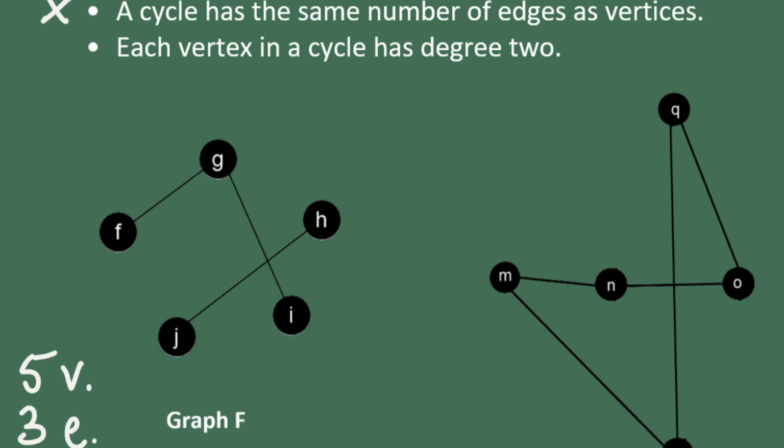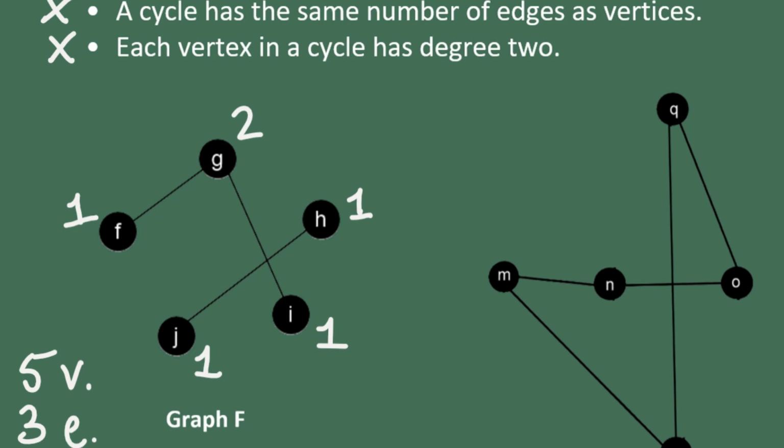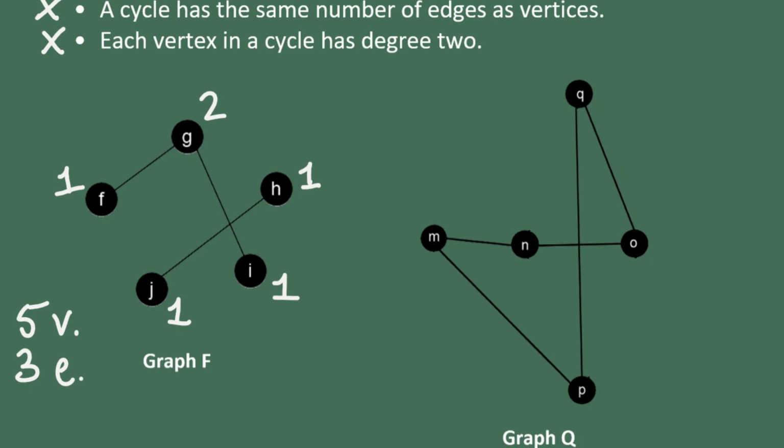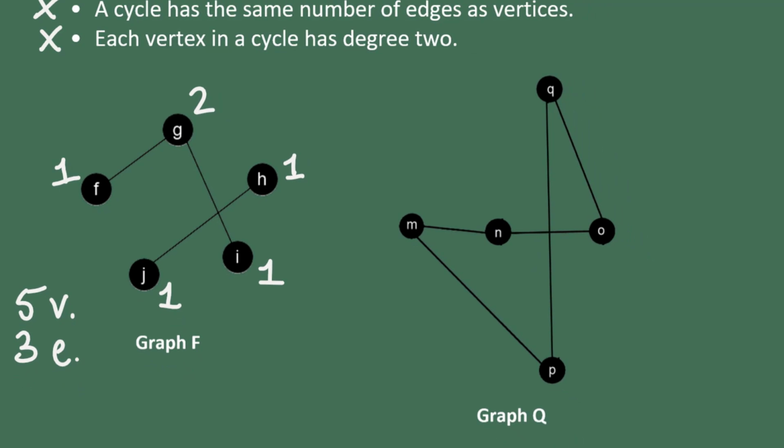Let's see if it fails the second characteristic as well. Keep in mind, it only has to fail one of these 2 characteristics for us to know it's not a cycle. So each vertex in a cycle has to have degree 2, and we see that vertex F is degree 1, vertex G is degree 2, vertex H is degree 1, vertex I is degree 1, and vertex J is degree 1. So definitely not all degree 2. There are two concrete ways to explain how we know that this graph is not a cycle.